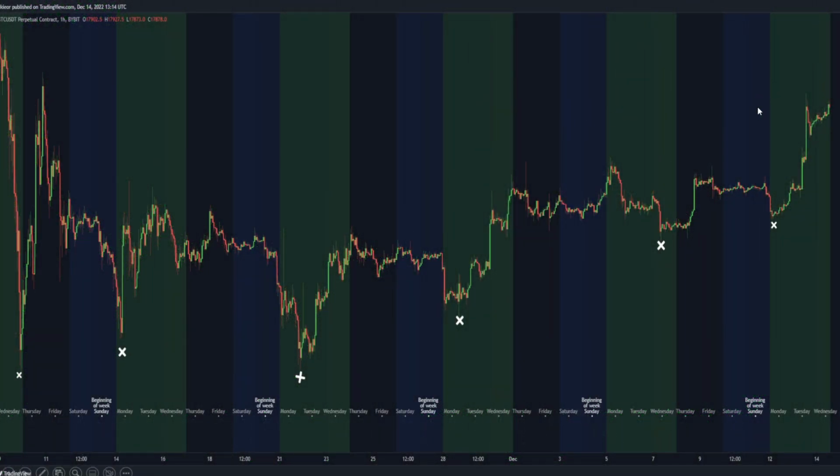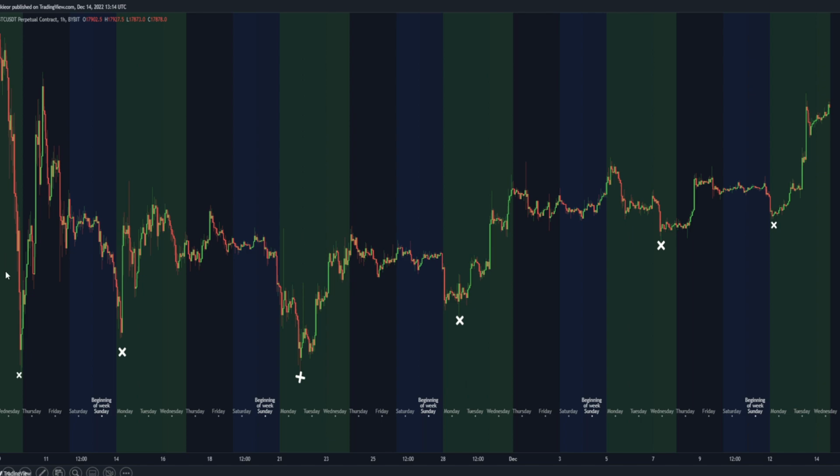So here's a quick chart of the last couple of weeks on Bitcoin. There's a 75% chance of us putting in the low of the week on a Monday, Tuesday, or Wednesday. So with that in mind, that can build your context for the week. So I like to try and be ready for those days.